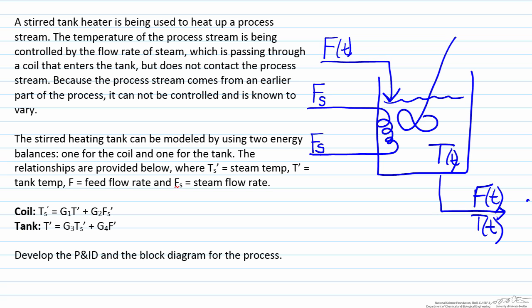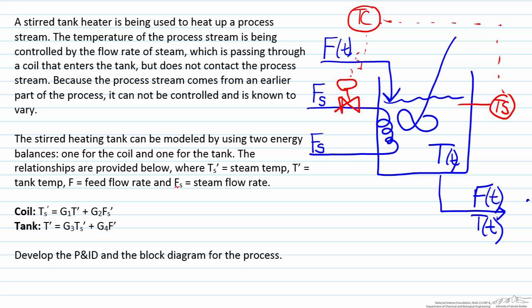But for the sake of this, we will put our temperature sensor inside the tank and measure that temperature. And we know that we're controlling the temperature by manipulating the flow rate of steam, so we'll need a valve here for the steam, or some sort of final control element. Then we will add our controller and connect the controller to the valve. Here is our P&ID.